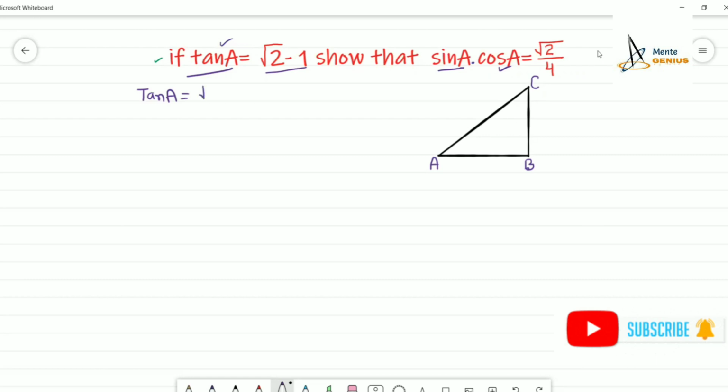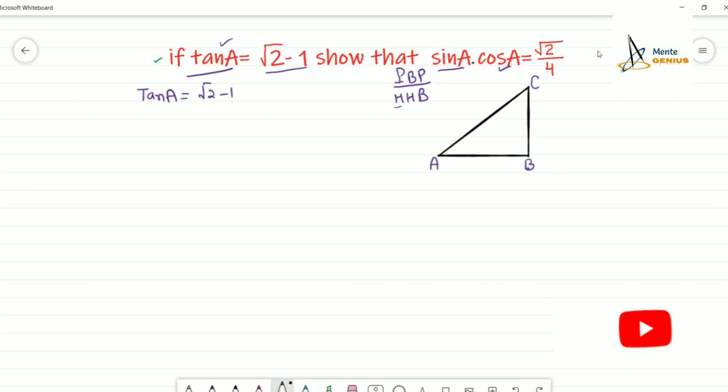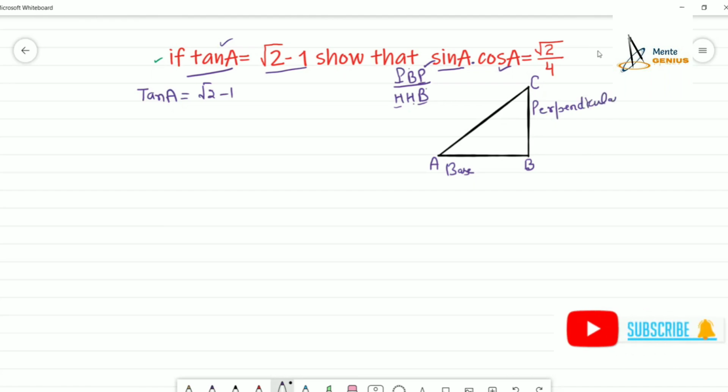Tan A is given as root of 2 minus 1. Okay, guys, by the definition of trigonometry, we have perpendicular by hypotenuse is the value of sin A. Base by hypotenuse will be equal to cos A, and P by B. P here is perpendicular and B here is base. मैं बेस एंड परपेंडिकुलर यहां पर शो कर रही हूं. Base, guys, this tan A is equal to perpendicular by base.